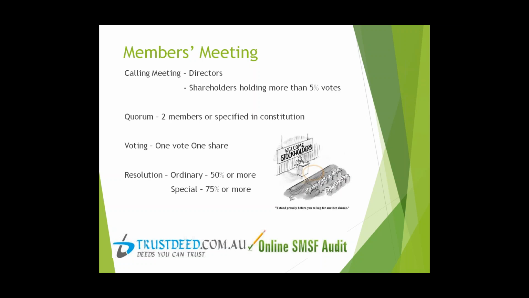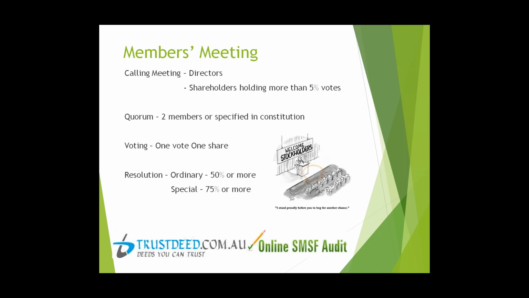Now moving to quorum. A quorum is the minimum number of members required to be present to legally transact business. For a meeting of the company members, a quorum of at least 2 members must be present for the full meeting unless otherwise specified in the company's constitution.